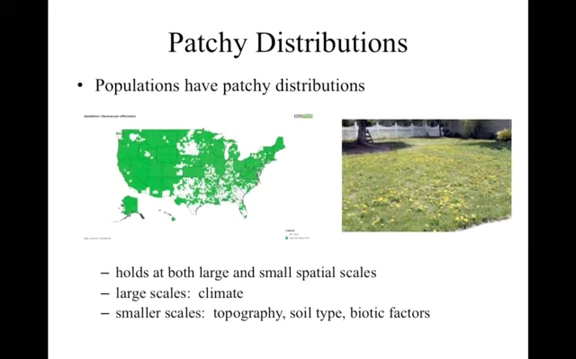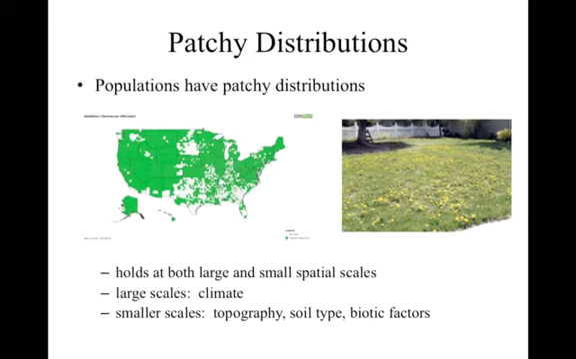Now, what you probably noticed from the map of the dandelion geographic range is that populations have very patchy distributions. And this is true at a large spatial scale, for example, over the entire US, where we see some counties with dandelions and some counties without. But it's also true at very small scales. For instance, in your backyard, you might look out and you see dandelions, and they're clumped in some areas, and there's no dandelions in others.